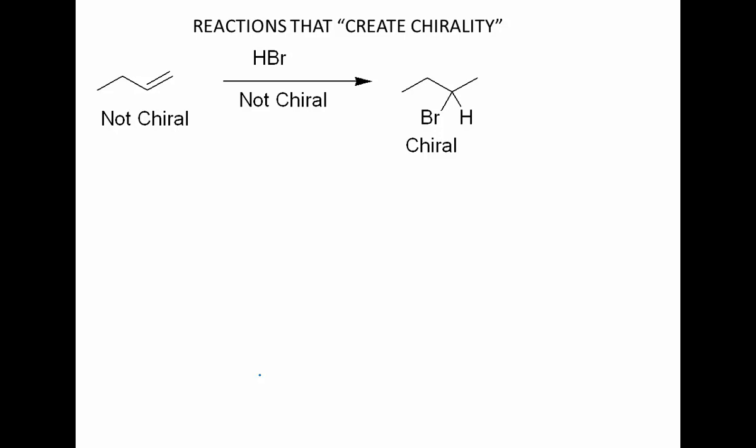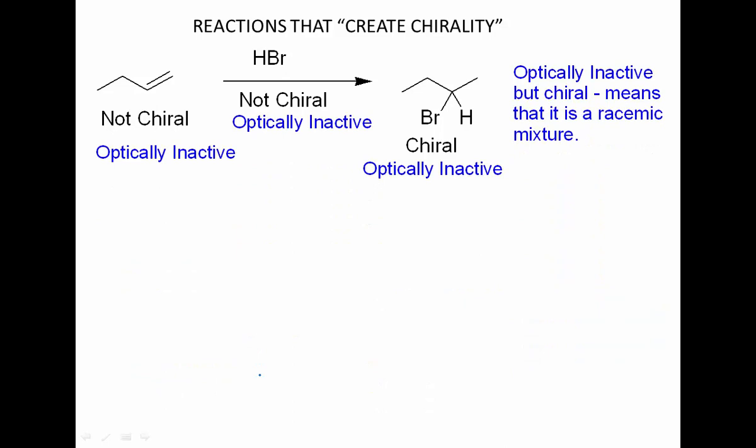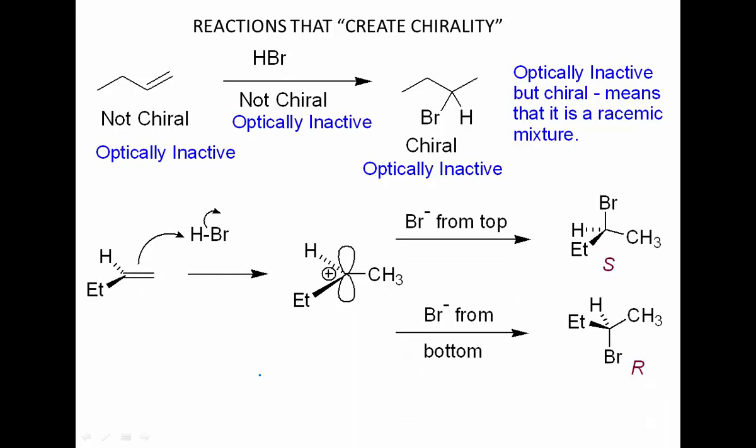But the deal is we didn't say you couldn't create chiral material. We said you couldn't create optically active material. So of course, things that are not chiral are not going to be optically active, so our two starting materials are optically inactive. Therefore, our product has to be optically inactive. So it's optically inactive but chiral. That means that what we produce here is a racemic mixture. Okay. All right, so let's look at what we're doing here in this reaction.